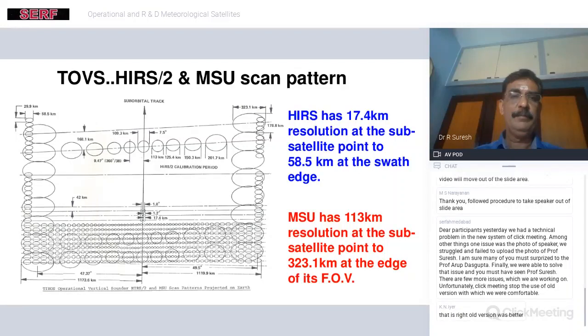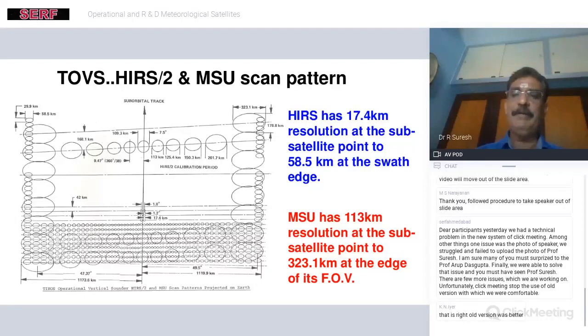The scan geometry of the TOVS, especially the resolution part, over the sub-satellite point, which is at the center line we have given. Even I am not going to move my mouse so that it won't be disturbed. Over the sub-satellite point, the resolution will be very fine. HIRS has a resolution of 17.4 kilometer. When the satellite is just over the particular station, maybe at every 20 kilometer or so, you will be getting a vertical profile, which cannot be thought of by the ground-based radiosonde.